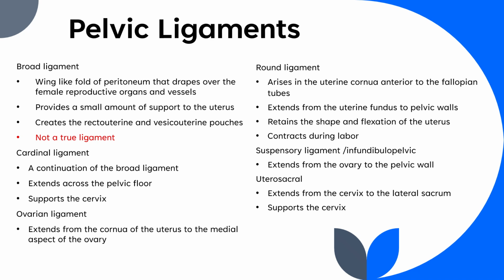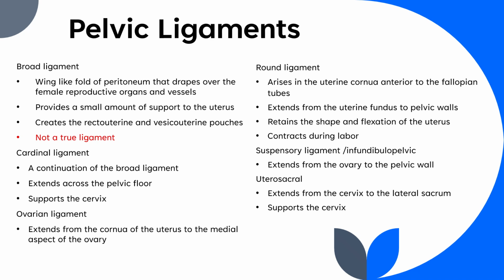But the round ligament's main job is really just to retain that flexation, that anterior flexation of the uterus, and make sure that we're not getting any retroflexion in it. So it comes from the lateral aspect of the uterine fundus to the pelvic walls, and we're going to see again a picture of that here in a minute.